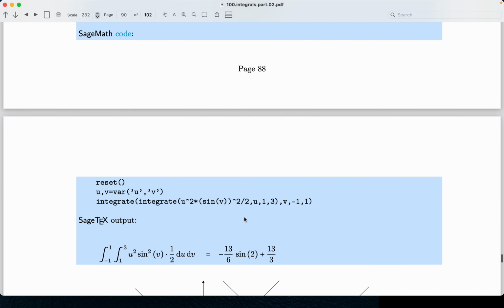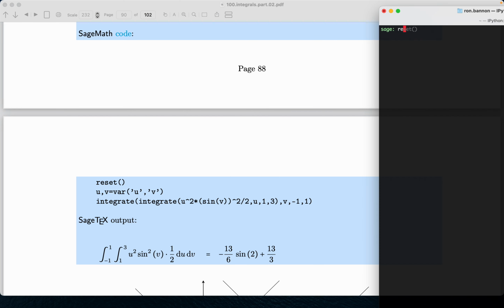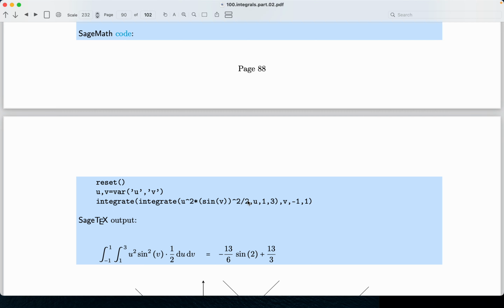I want to go through the code for you. And if you recall, as we're going through these over here, once I reset, I lose the definitions that I just made before, right? So I'm going to do the UV again. I'm going to define those two variables. Relatively simple. I'm going to copy paste this over here.